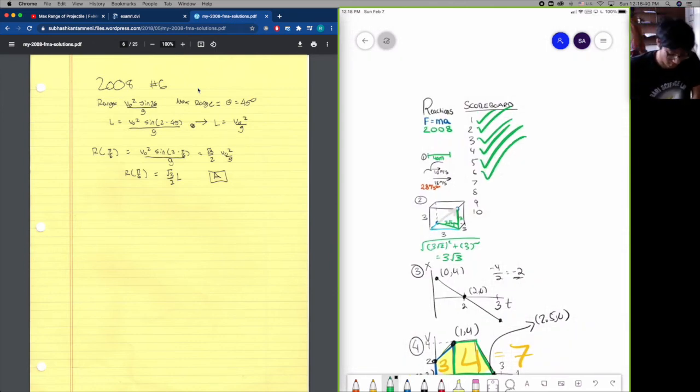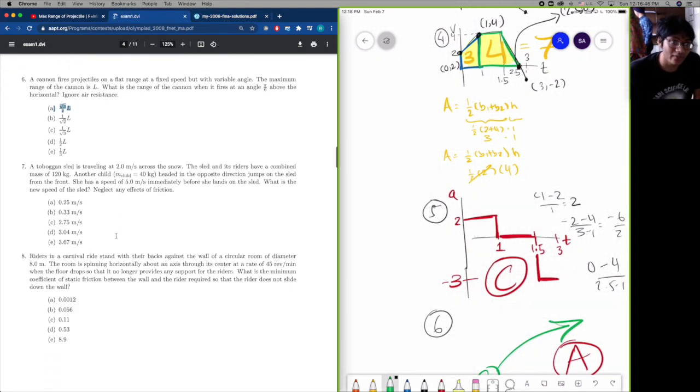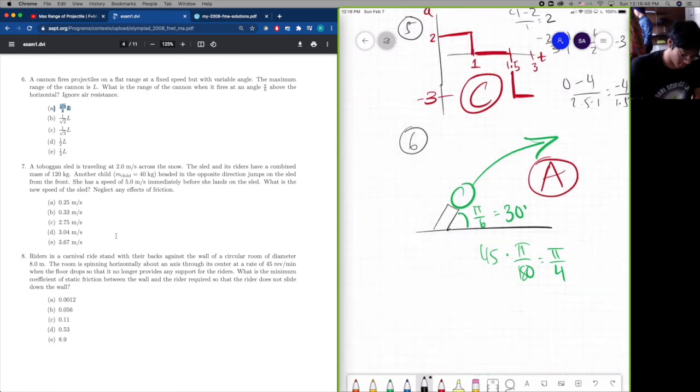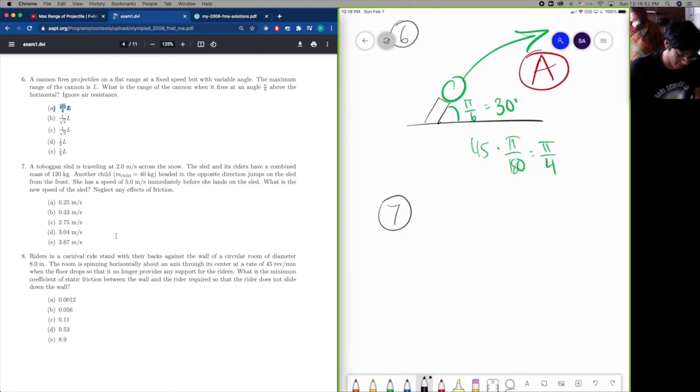Moving on to number 7. So number 7, let's see what number 7 tells us. Number 7, we have a sled. I'm pretty sure this is a momentum problem. So we have a sled traveling at 2 meters per second in the snow, and it has a total mass of 120 kilograms. So 120 kilogram sled traveling at 2 meters per second.